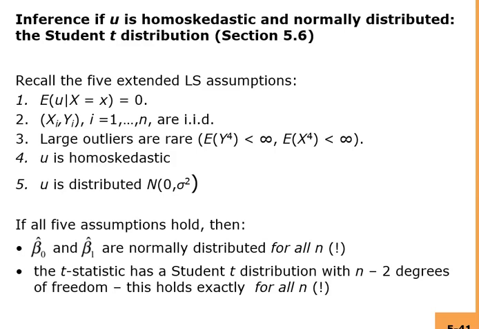So once again, to summarize all of this, the following are the 5 assumptions of OLS. We have extended the assumptions by adding assumption number 4 and assumption number 5. If all 5 assumptions hold, then we can say that beta naught hat and beta 1 hat are normally distributed for all n. And we can also say that the t statistic has a student t distribution with n minus 2 degrees of freedom, because once again we are estimating 2 parameters, beta naught hat and beta 1 hat, so the number of degrees of freedom becomes n minus 2 rather than n.